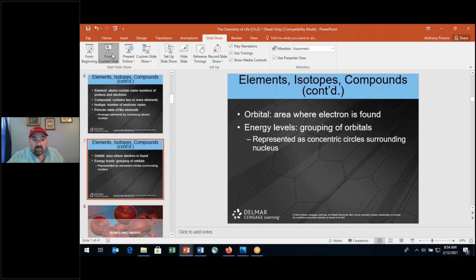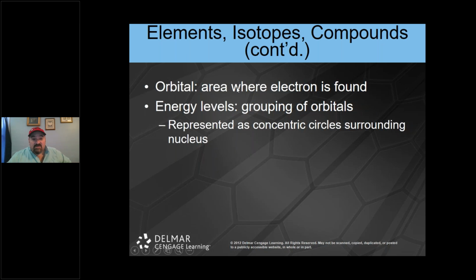These orbital areas are where the electrons are found. I just showed you in that image the different levels with the electrons present. Again, the electrons are very, very tiny, very small. They do not contribute to the mass of the atom.